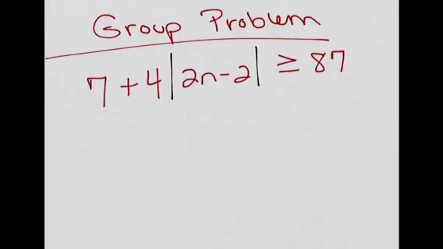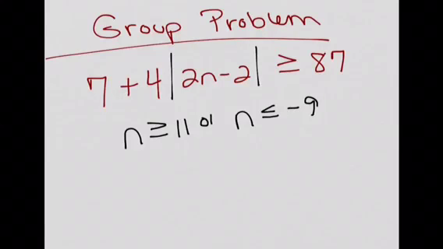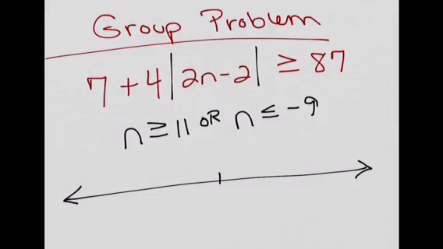Okay, so now that you guys have had a chance to work out the problem, once you've undone all the stuff that's bothering your absolute value, set up your 2 inequalities, this is what your final answer should look like. You should have gotten that n is greater than or equal to 11, and n is less than or equal to negative 9. Okay, I could actually put the little word or in between because on my number line, it's going to be going opposite directions, okay? And your number line should look something like this.